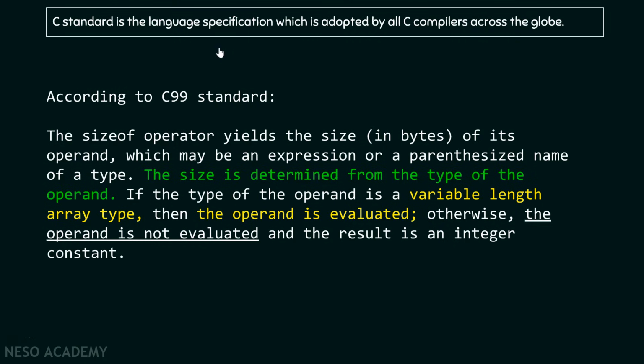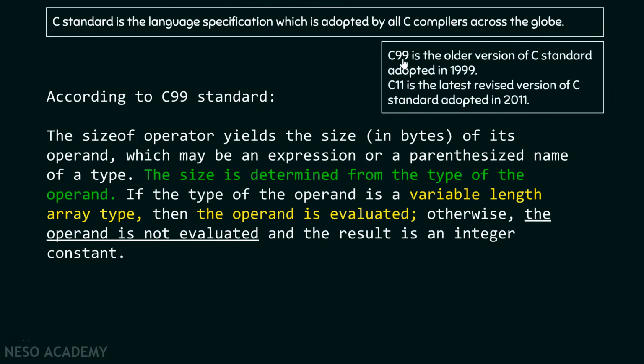Whatever is provided inside the C standard, it needs to be adopted by all the C compilers which are available across the globe. Like for example, inside the C standard, something is written about the for loop that explains its functionality. Then all C compilers must adopt the functionality of for loop which is provided by the C standard. Okay? C99 is the older version of C standard adopted in 1999, and C11 is the latest revised version of C standard adopted in 2011.